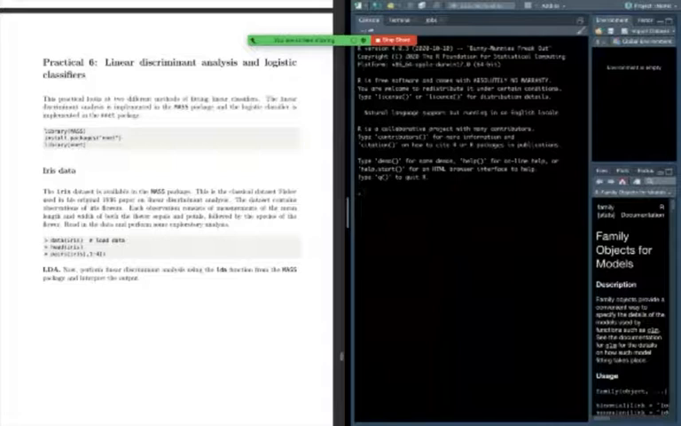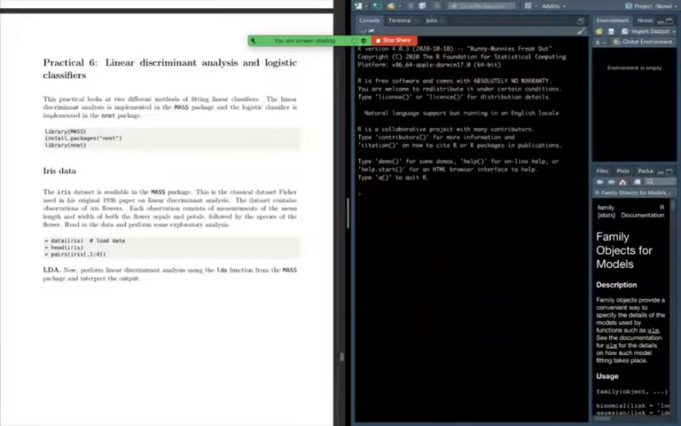So welcome all to the practical session, or the first practical session on classification of statistical learning in practice.